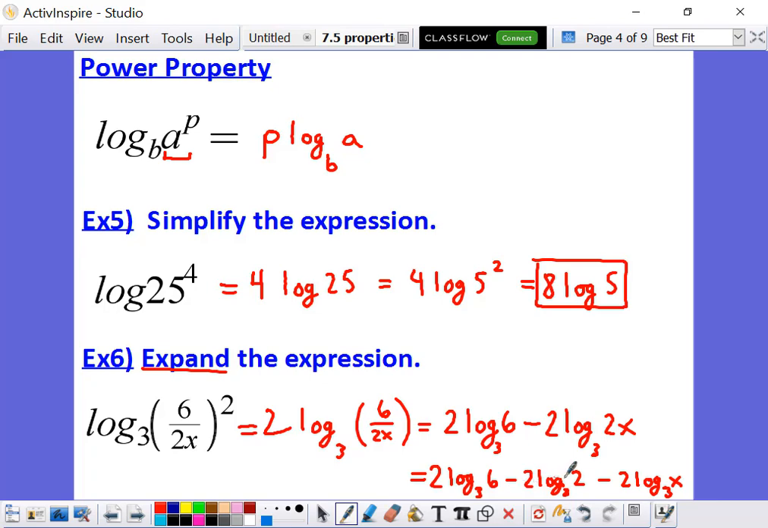Notice how both of these logs have a subtraction in front of it. Kind of a cheat code to this, if you will, is anything that's in the denominator of a fraction, when you split it up, should have a minus in front of that log. On expansion problems, I'll say that again, anything that's in the denominator of a fraction should have a subtraction sign in front of it when you expand. So there would be one way to format your answer.